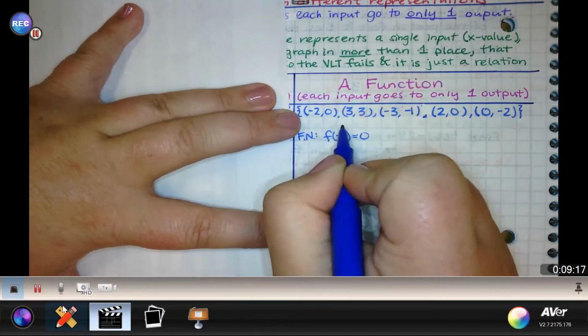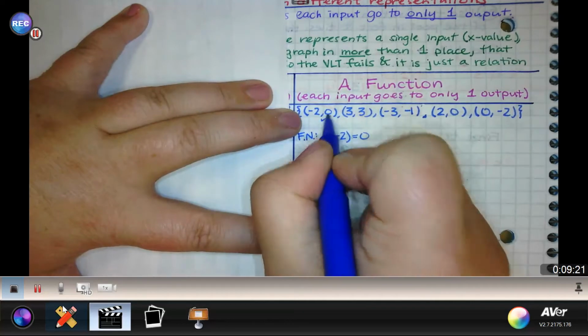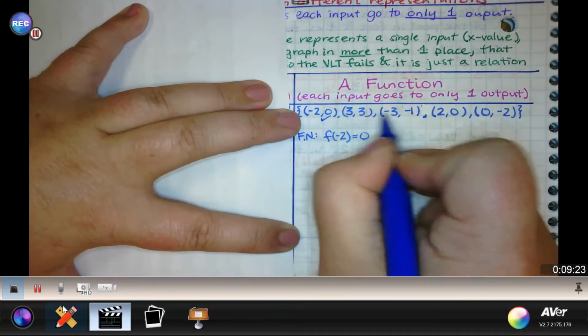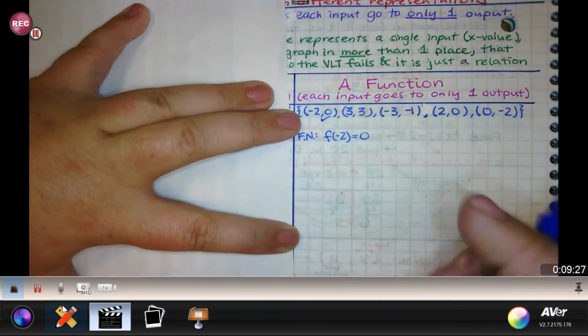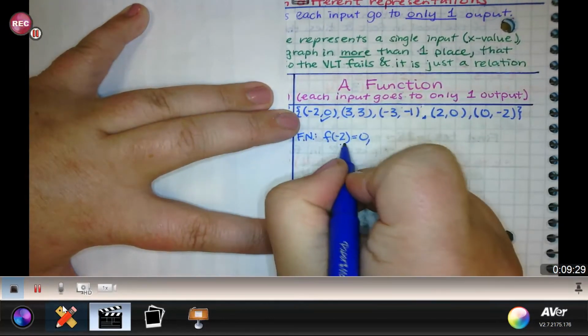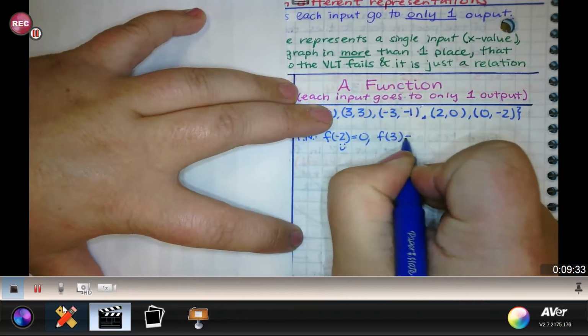And then I'm just going to go ahead and skim really quick to see, does this input occur again? So I did this one, so I'm going to give a check mark. And then 3, negative 3, 2, 0. 2 is not negative 2. You are fine. Okay, so good to go. That means good. Then we have the next one, f of 3 equals 3.